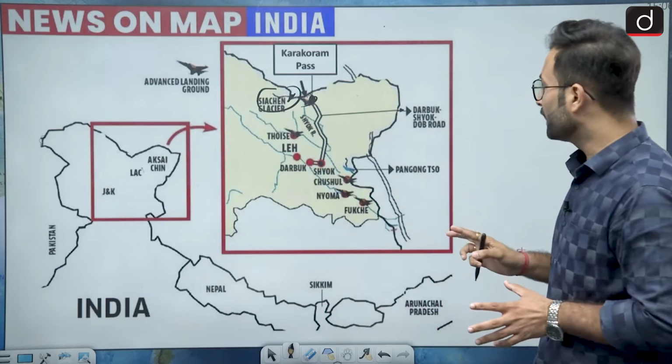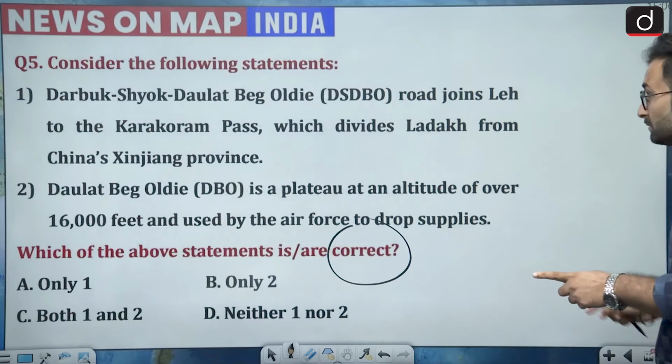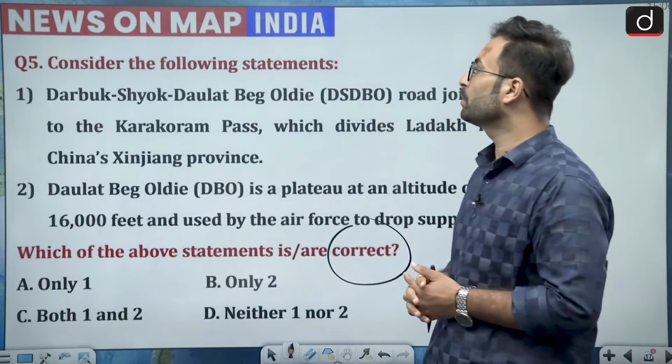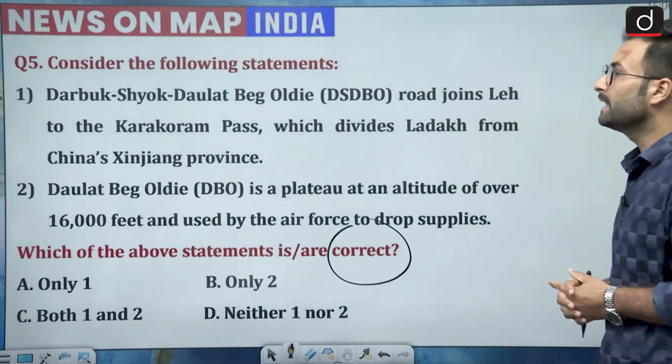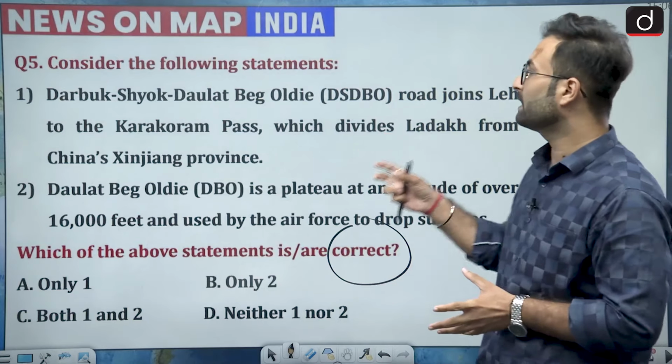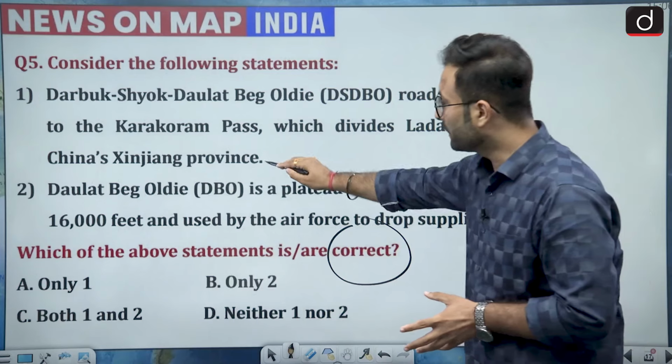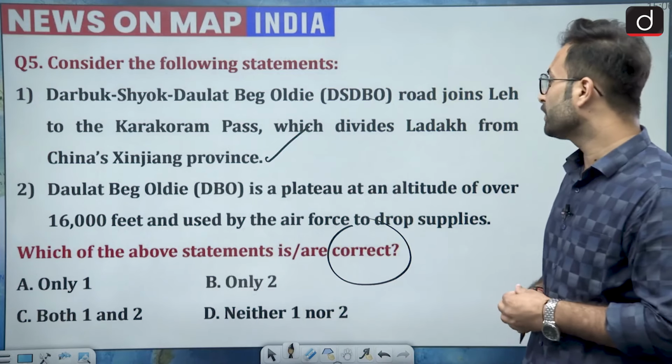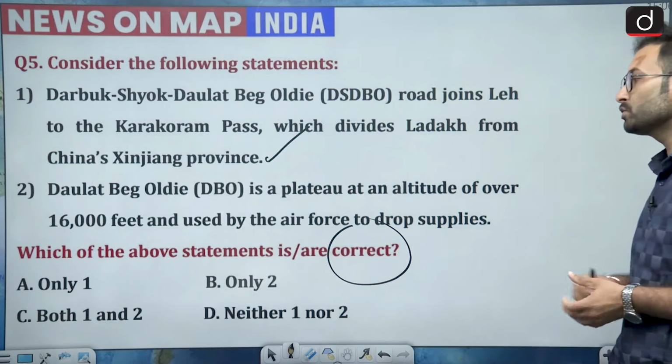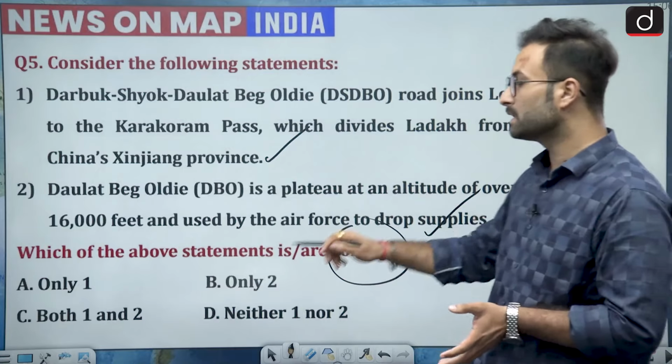So you can remember that, okay. Now coming to the particular question again, the Darbuk-Shyok-Daulat Beg Oldie road joins Leh to Karakoram Pass, which divides Ladakh from China's Xinjiang. This is correct. Then Daulat Beg Oldie is a plateau at an altitude of over 16,000 feet and used by the Indian Air Force. That is also correct. So both the statements are true.